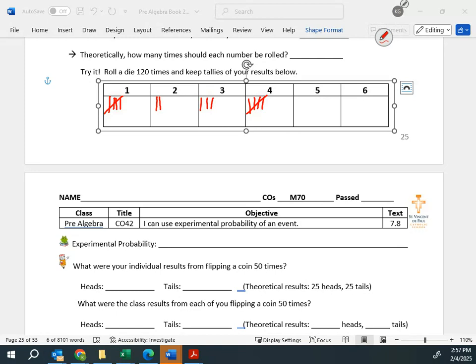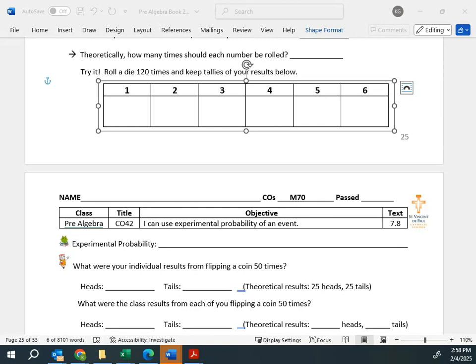When you're all done, what I would do is when I think I'm done, I'm going to write how many 1s did I roll, how many 2s did I roll, how many 3s did I roll, how many 4s did I roll, and then when you're done, your number should equal 120. If not, if you're less than, roll it however many you need to get to 120. If you're more than 120, try to remember which your last few were to get you back down to that 120.